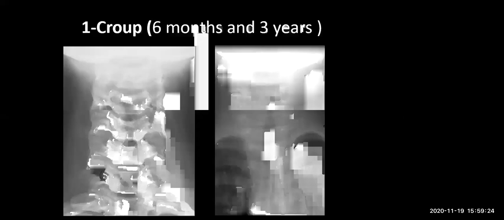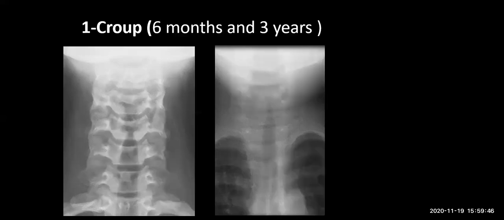So the first entity as an emergency upper airway obstruction is croup, which is usually seen between 6 months and 3 years age group, and it is a very life-threatening condition. It's usually inflammatory, infectious in origin, related to viral infection, and prompt and fast diagnosis is very crucial in these patients to prevent complications.